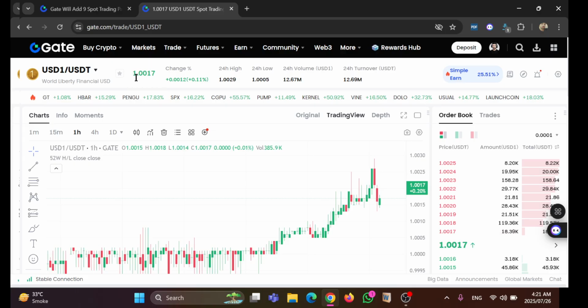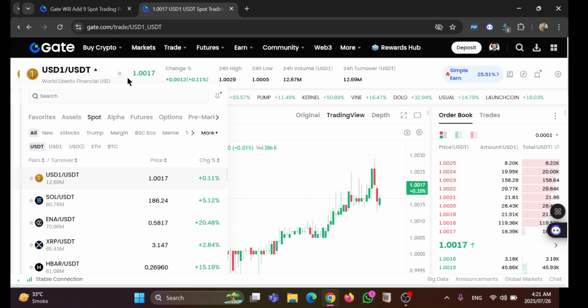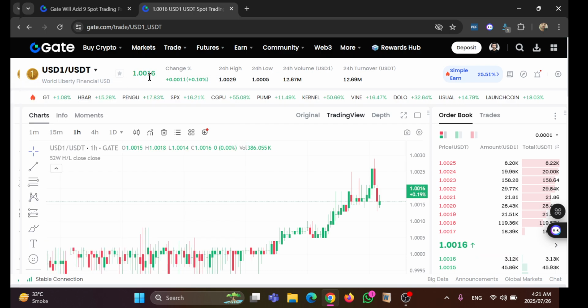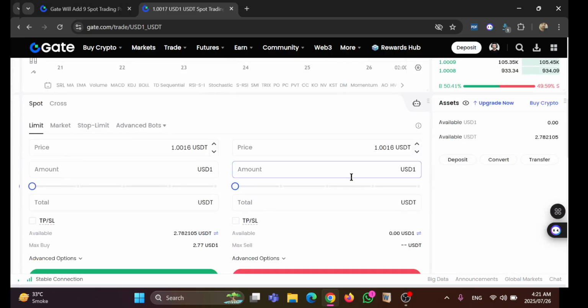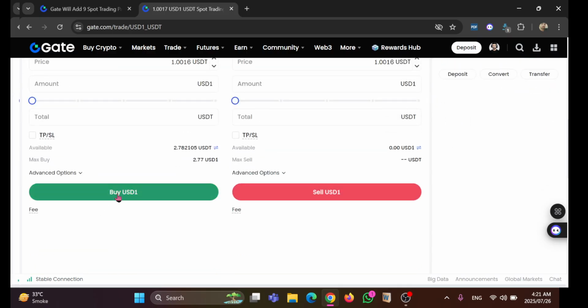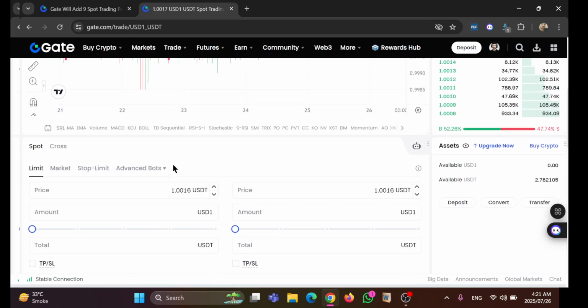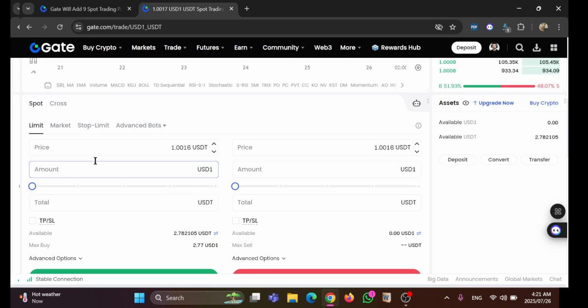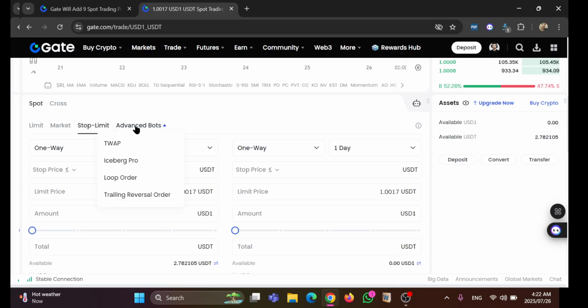First of all, you can see this current market price is almost near to the 1 USDT price. Its price is 1.0016 USDT. Almost equal to USD. And how to buy? Come to this section, and here you can buy and sell USD1, and you can set the limit. Here is the market, stop limit and advanced orders.